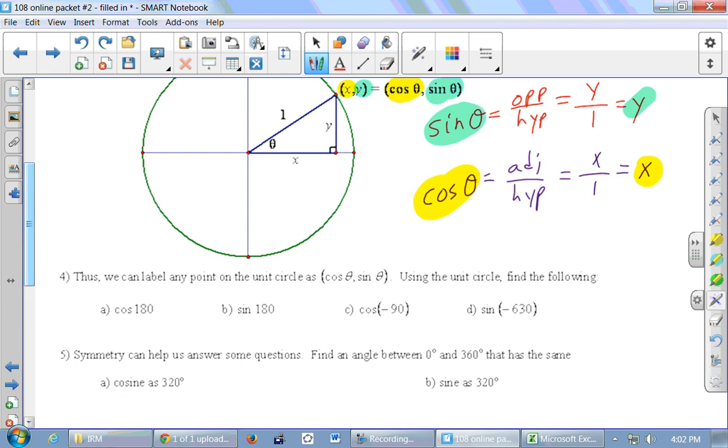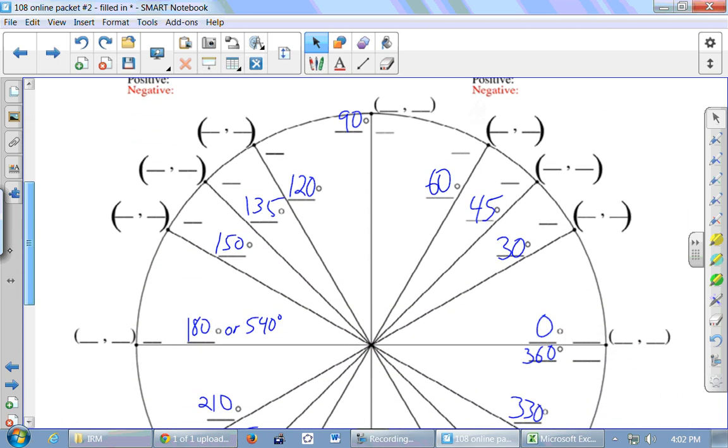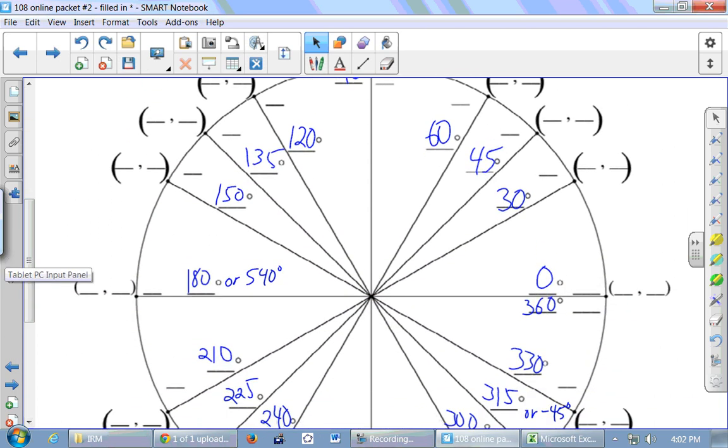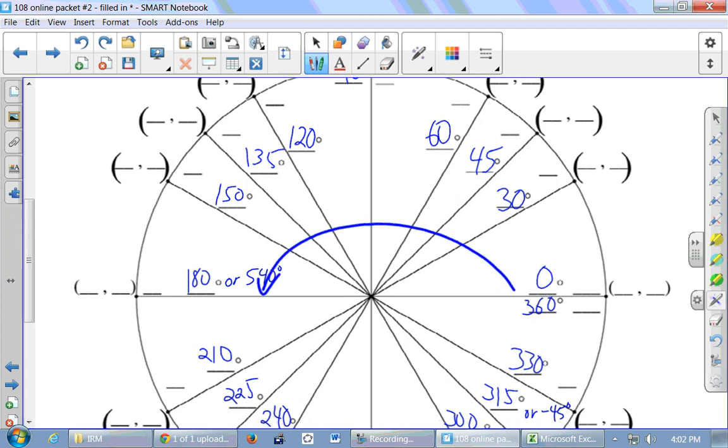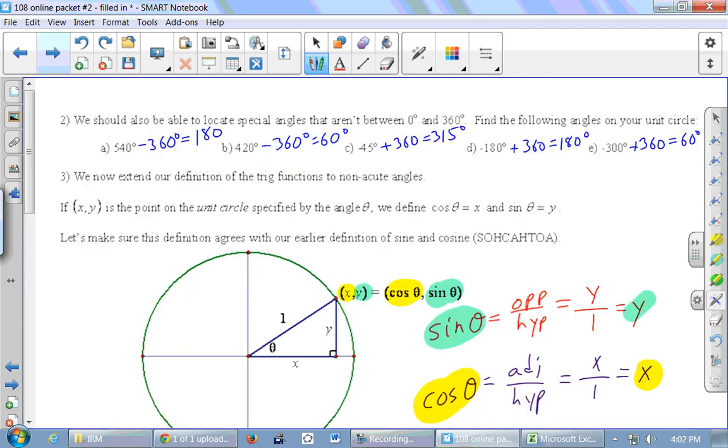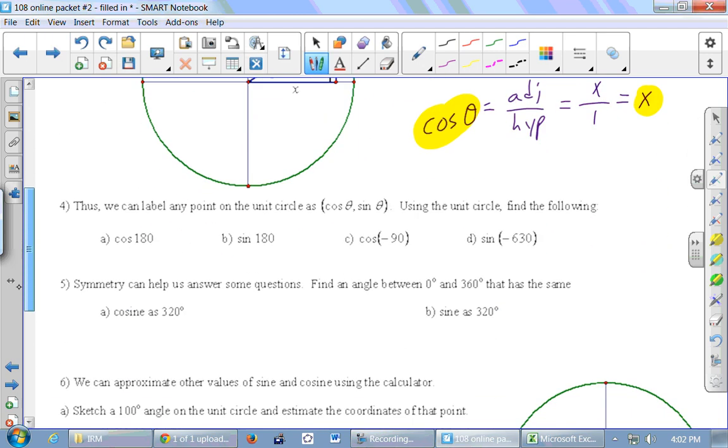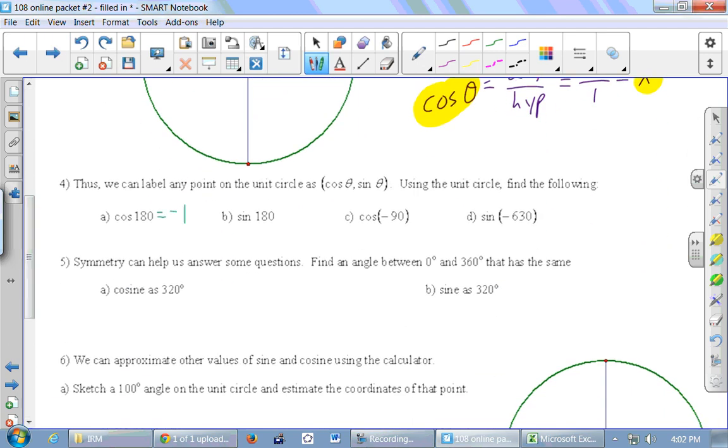Using the unit circle, find the following. A: cosine of 180. So here on the unit circle, is cosine the x or the y? Cosine is the x. So we go out here to 180 degrees, which is this one. Our job is just to figure out the coordinates of that point. All we care about is the x coordinate. Well, it's a unit circle, so the radius is 1 in every direction, but this is an x value and it's to the left. So the cosine is -1. So cosine of 180 is -1.